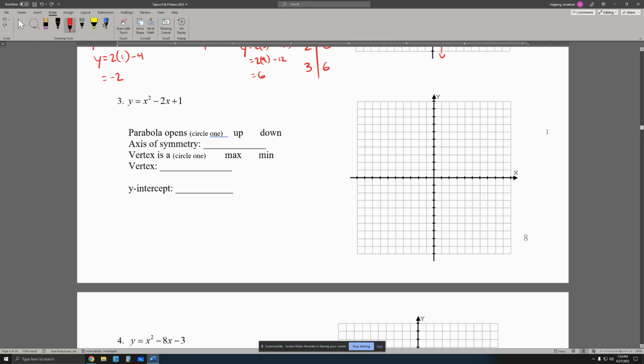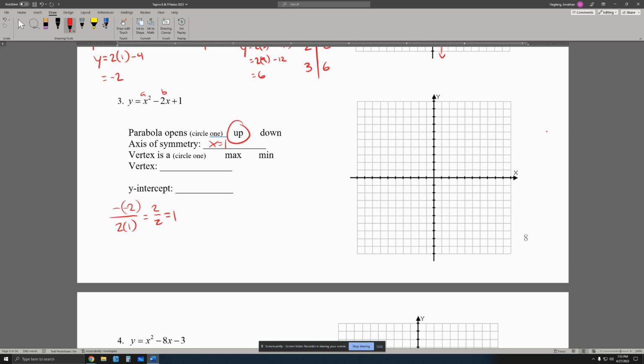Number 3, this parabola opens up because the leading coefficient is positive. Axis of symmetry, negative b over 2a. I know that a is 1, b is negative 2, so that tells me we have negative negative 2 over 2 times 1, which is equal to 2 over 2, or 1.